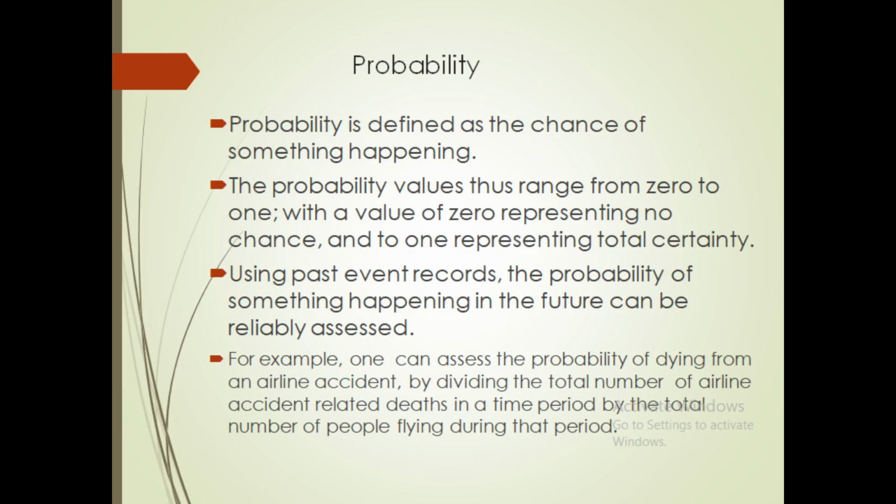Using past event records, the probability of something happening in the future can be reliably assessed. Here we are going to consider the example of an airline accident. That is, we want to find the probability that a person is going to die if an airline accident occurs. That is how we are going to find the probability. We divide the total number of airline accident related deaths in a time period by the total number of people flying during that time period.